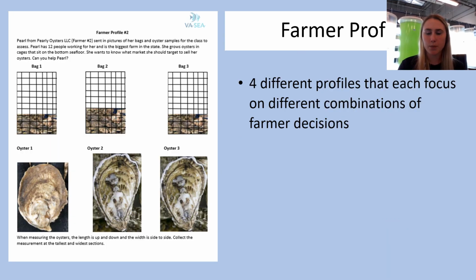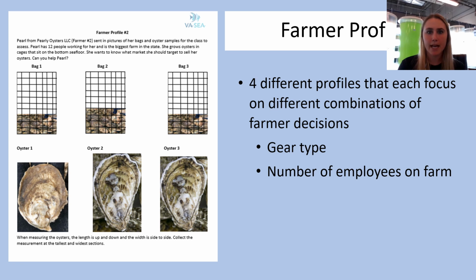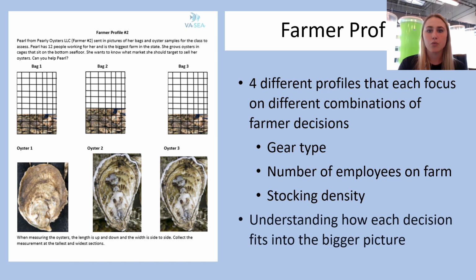Students will form groups, and each group will receive a farmer profile. All of the following activities are based on the data students will collect from bags and oysters included on their farmer profile. And there are 4 different farmer profiles that each focus on different combinations of farmer decisions. These decisions include gear type, the number of employees the farm has, and stocking density. These decisions can affect the way oysters physically look and will help the student decide which market is appropriate for their farmer. Running a successful farm means understanding how each decision fits into the bigger picture.